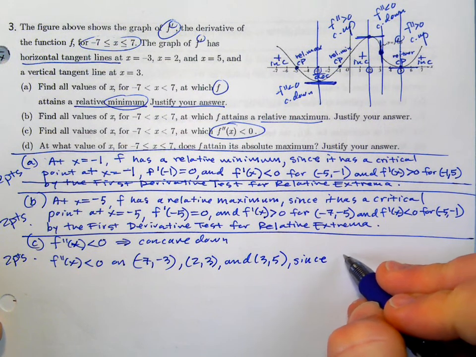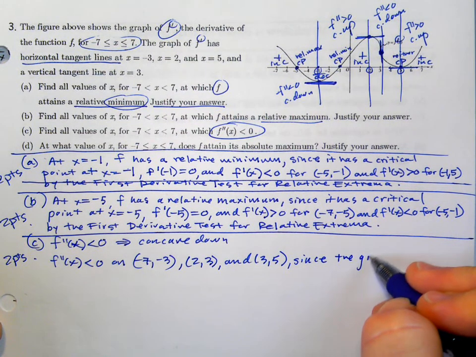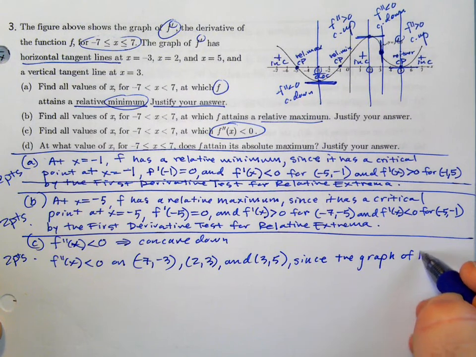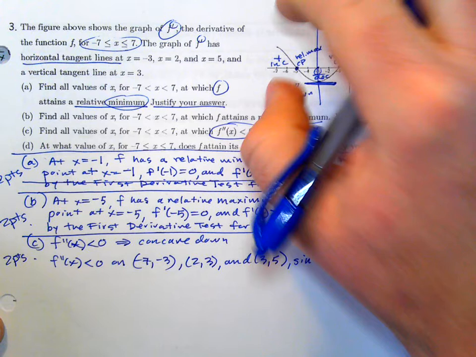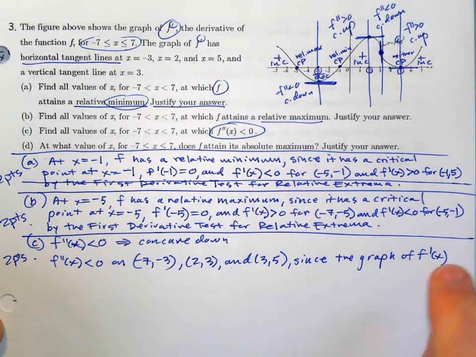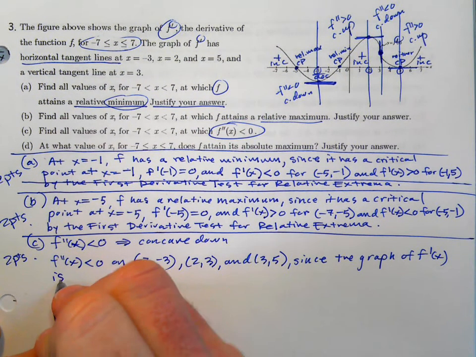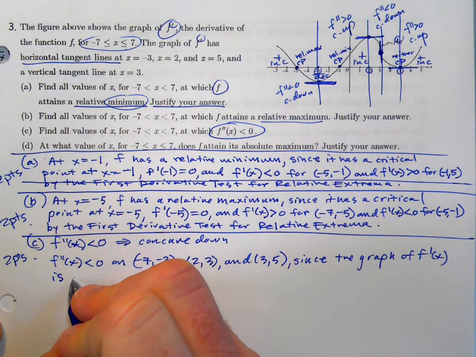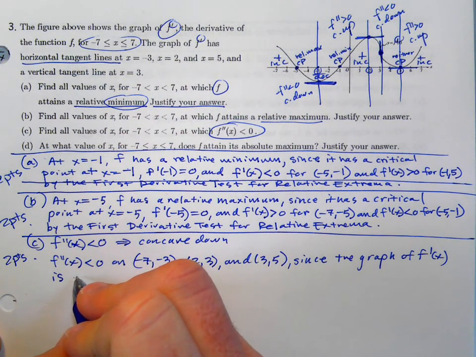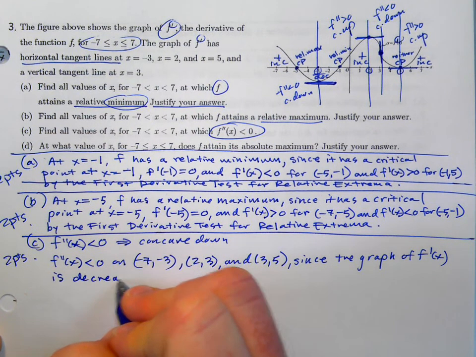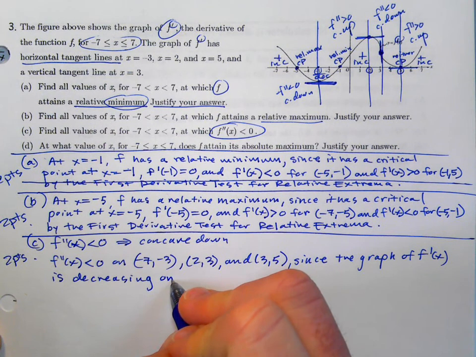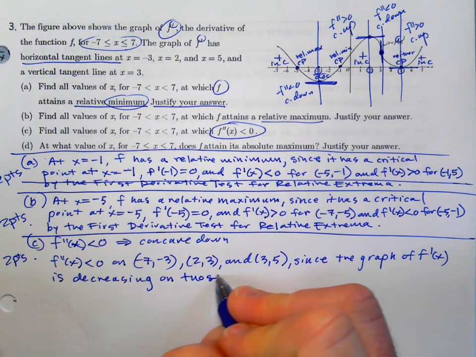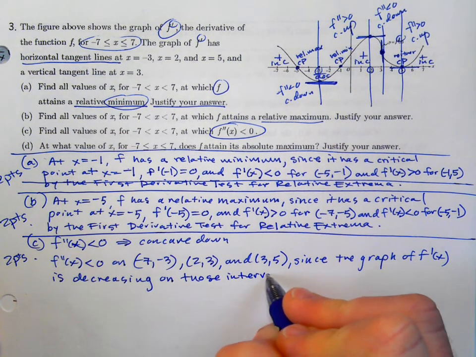Since the graph of f prime, so explain how you're taking the information they gave you. This is the graph of f prime. What about the graph of f prime leads you to believe this? Since the graph of f prime is, and the best way to say it, instead of saying the slope of it, I think it's better to say it is decreasing, which means it has a negative slope, negative derivative. It's decreasing on those intervals. And that I think that's your best way.